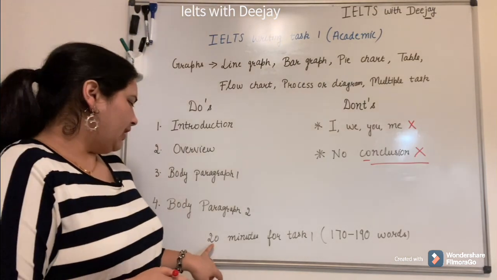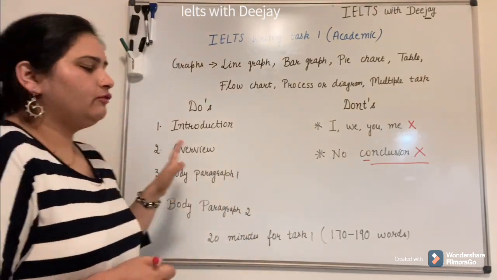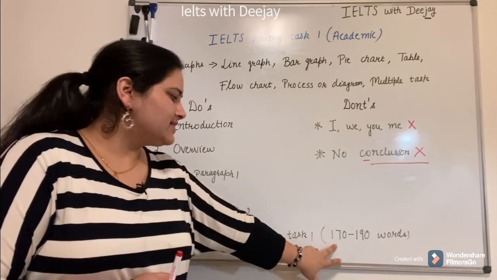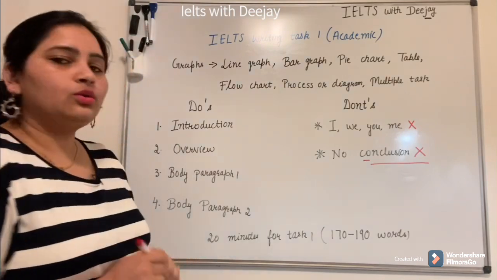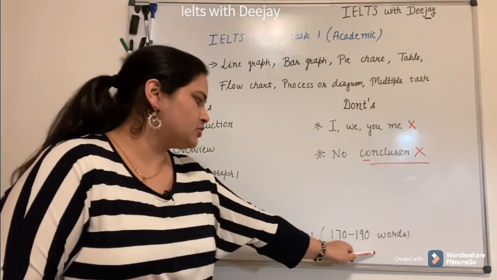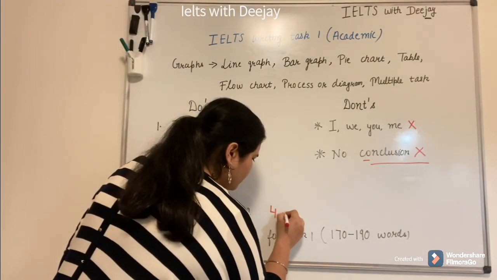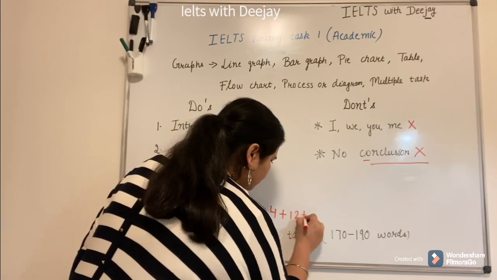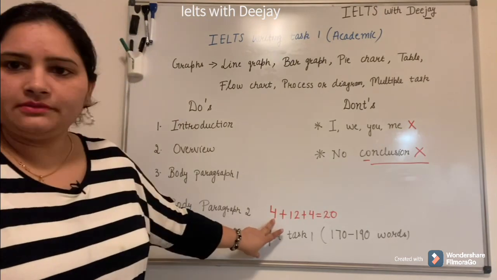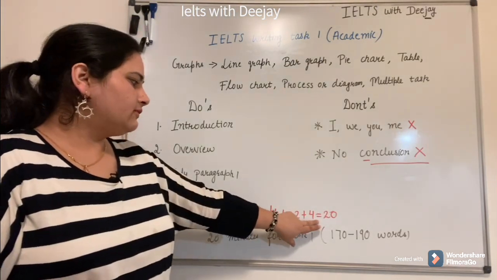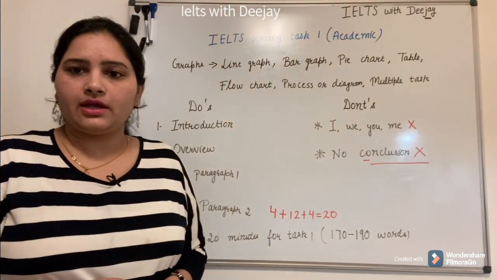Okay, then we have 20 minutes for task 1. We all know 20 minutes for the task 1 and 40 minutes for the task 2. 170 to 190 words you should write. Do not write only 150 words. You need to write these much words, and you should remember this. 4 minutes for the planning, 12 minutes for writing, and these 4 minutes for the proofreading. That becomes 20 minutes. This is how you should segregate the time.